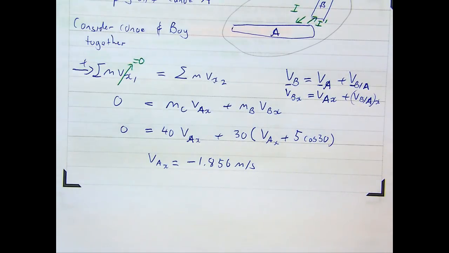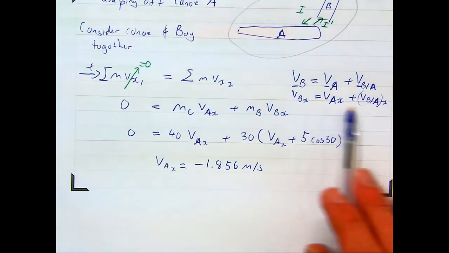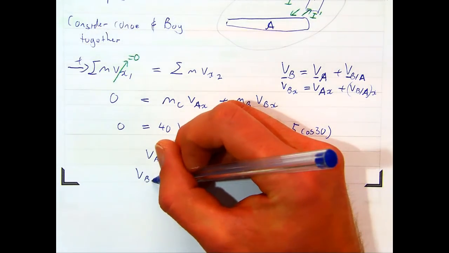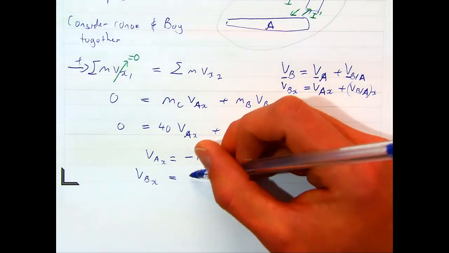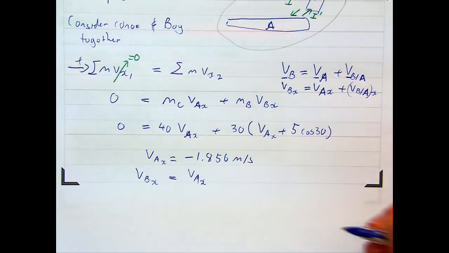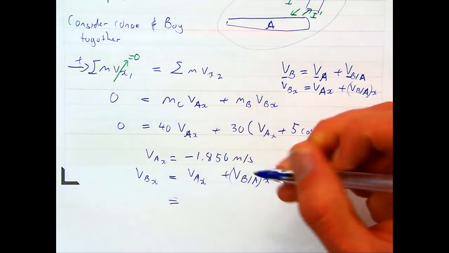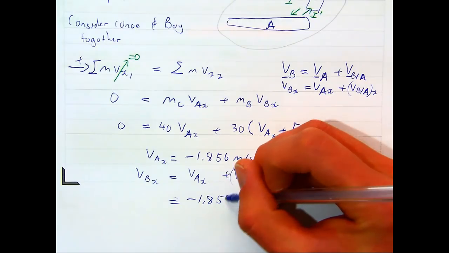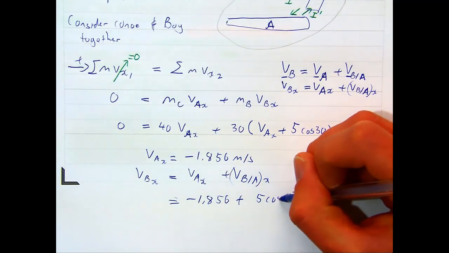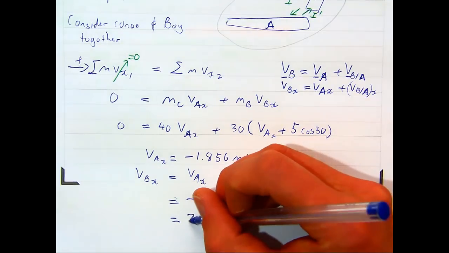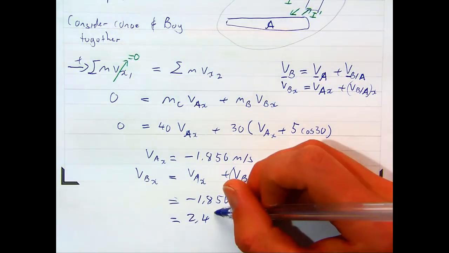Okay, now we need to also know what is the velocity of the boy in the x direction, so we use this relative equation and figure out what the boy's velocity would be. It would become VBx is equal to VAx plus the x component of the relative velocity, which is negative 1.856 plus 5 cos 30, and that means the boy jumps off with an absolute velocity of 2.474 in the x direction.